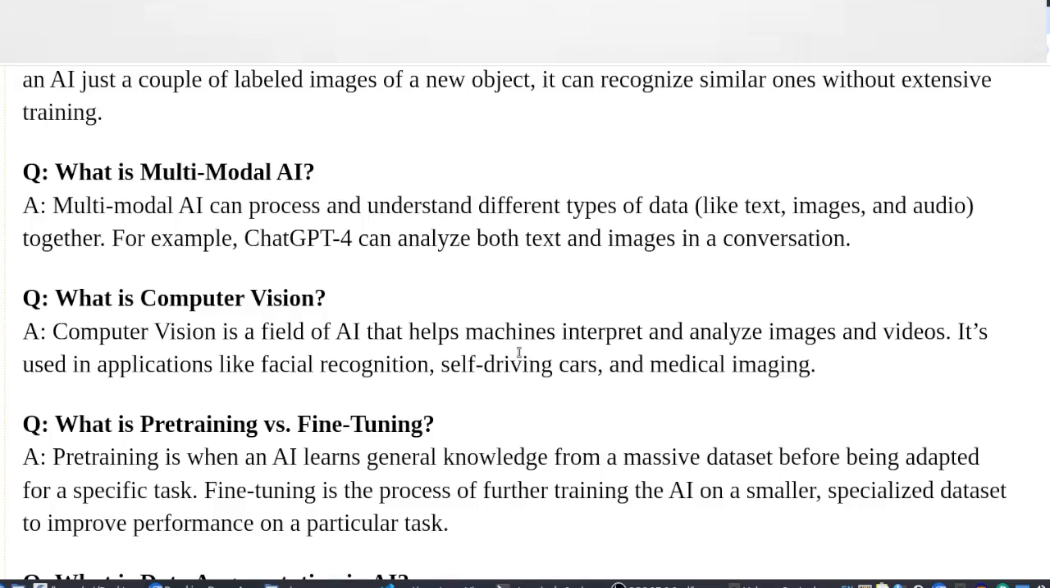Okay, what is computer vision? Computer vision is a field of AI that helps machines interpret and analyze images and videos. It is used in applications like facial recognition, self-driving cars, and medical images. It is also an important field. Especially in self-driving cars, it plays an important role, and medical imaging also is a growing field. Computer vision techniques are performing better than radiologists in identifying diseases from scan images.